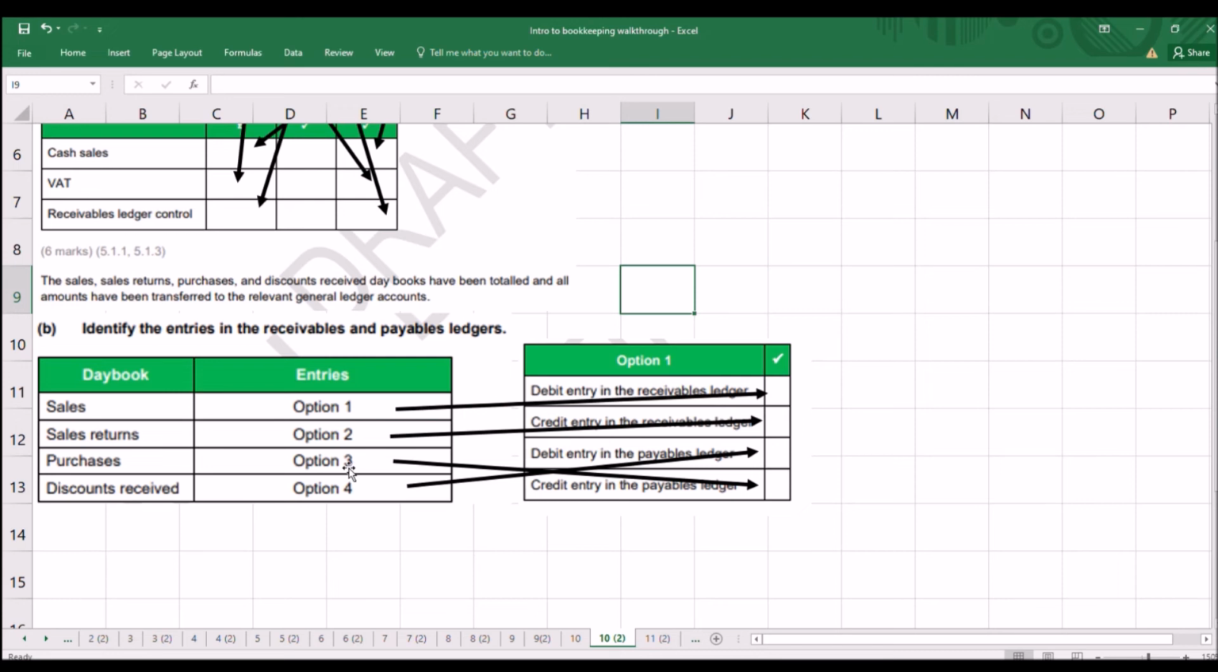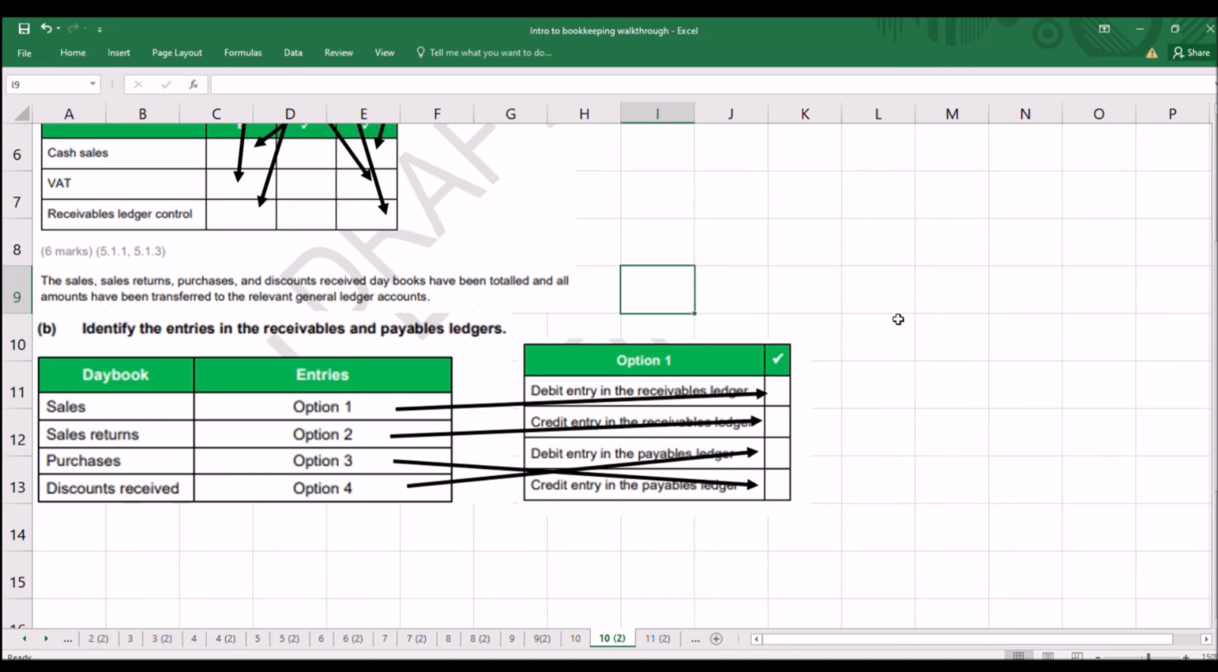Purchases, when we go debit purchases, credit purchase ledger control account, and so we must be going then credit the payables ledger at the same time. And then discounts received, which we're going to go credit the discounts received, so credit the purchases essentially, and then debit the purchase ledger control account, or the payables ledger. And so we're also going to then be going debit the payables ledger.